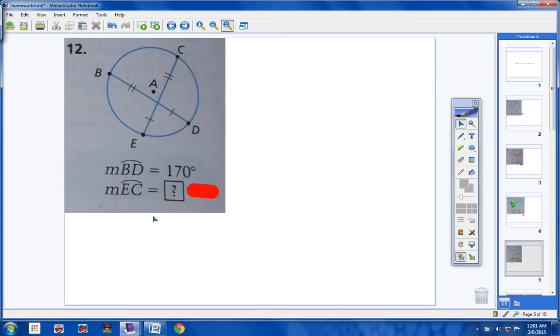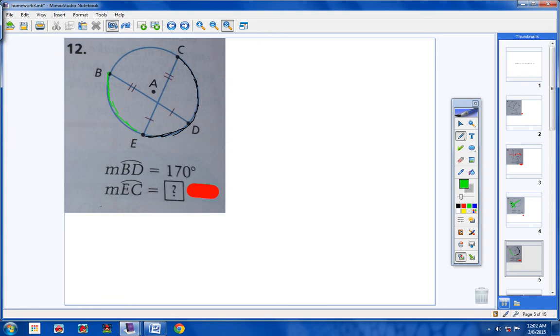Alright, number 12. What is the measure of arc EC? EC from here over to here. Now we know that BD, from B to D, is 170 degrees. We know that.